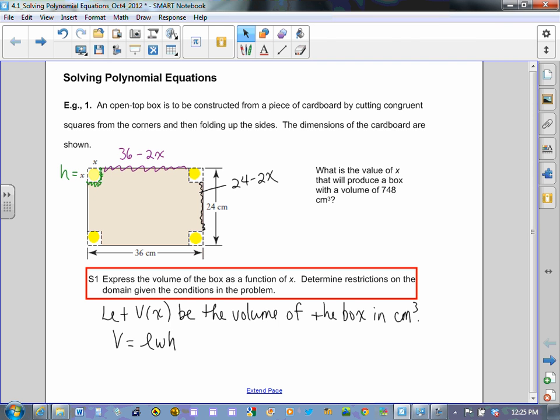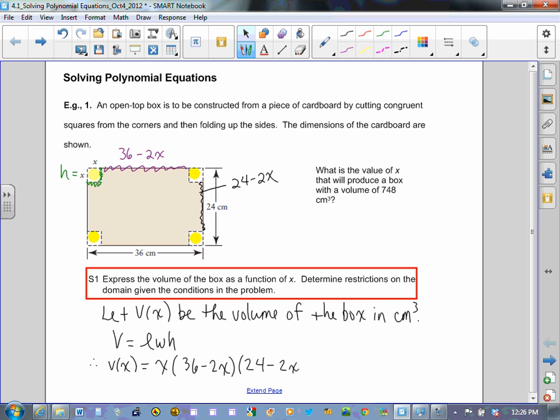So therefore, using function notation, we would have V of x equal to the height x multiplied by the length and the width. So we have a length of 36 minus 2x. We also have a width of 24 minus 2x. Okay?